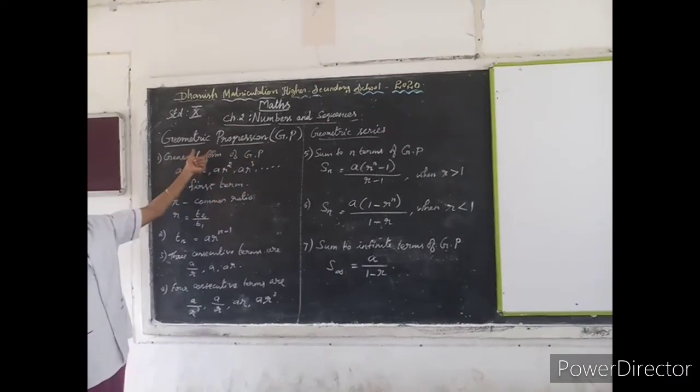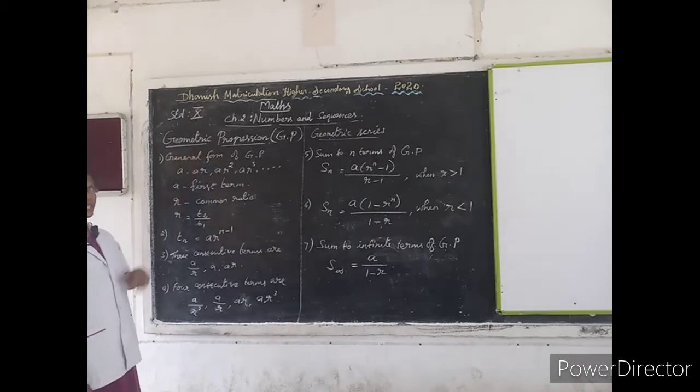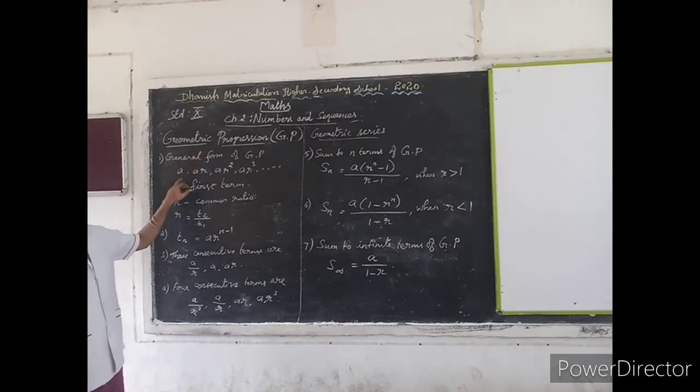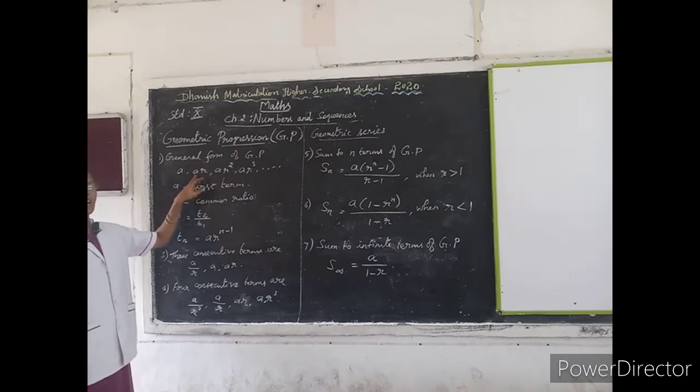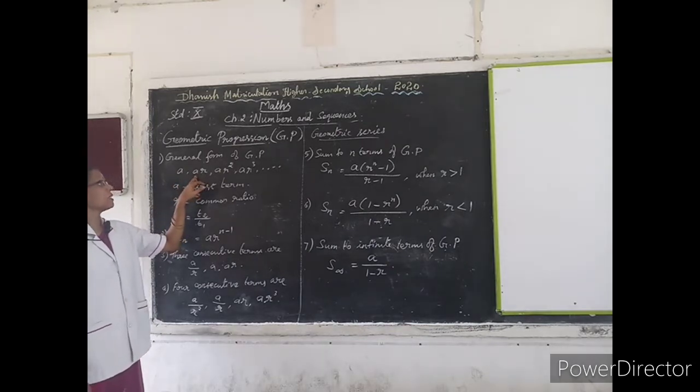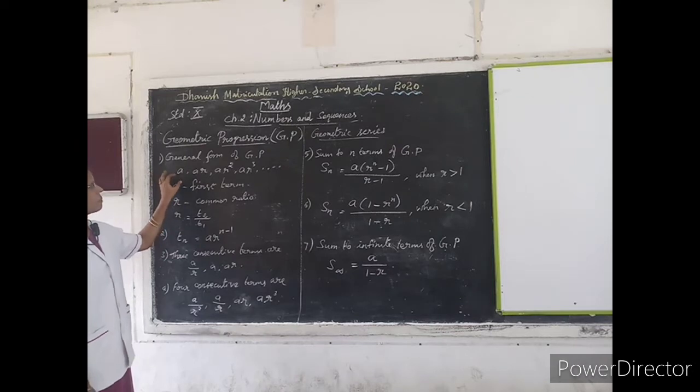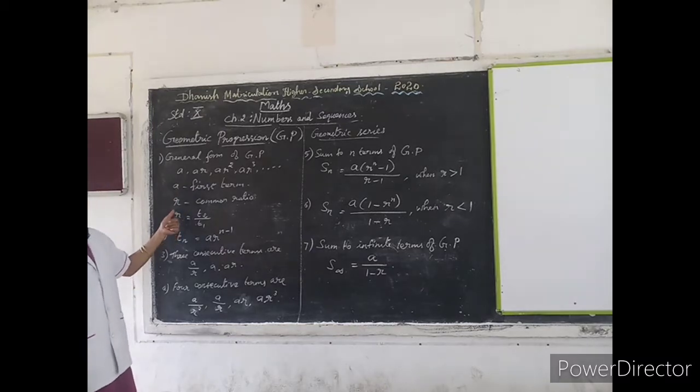What is geometric progression? Geometric progression is a sequence in which each term is multiplied by a non-zero fixed number, except the first term. That fixed non-zero number is called the common ratio.